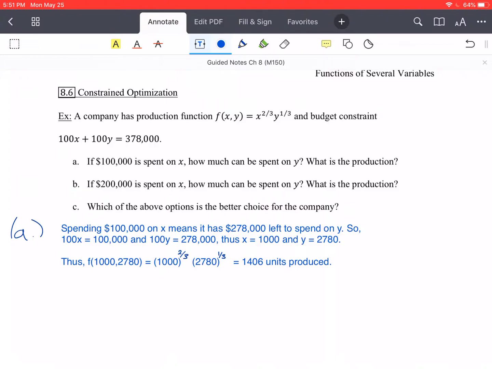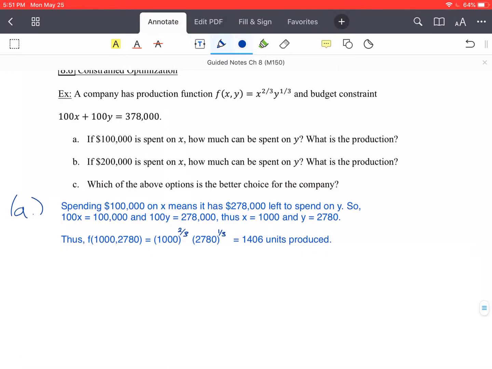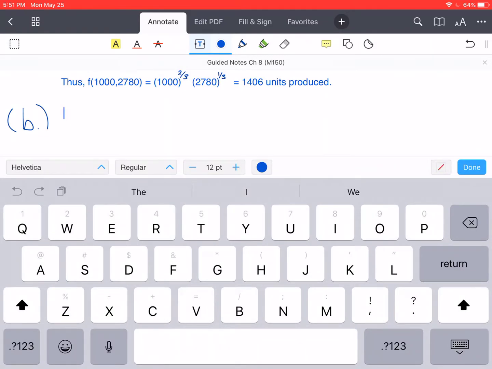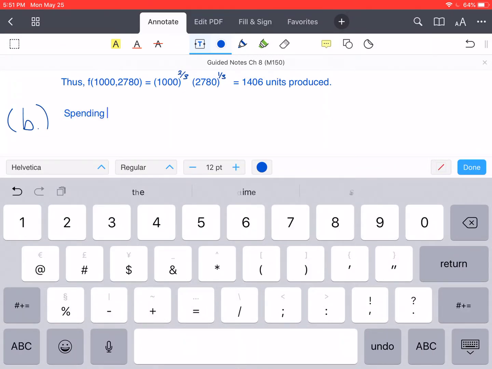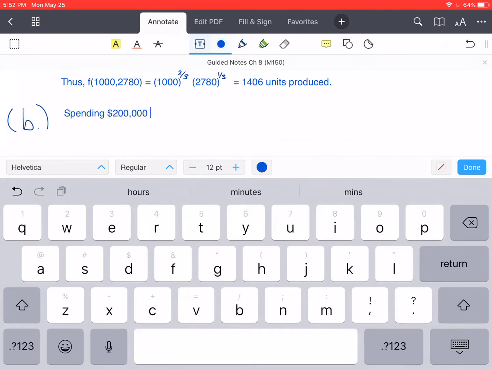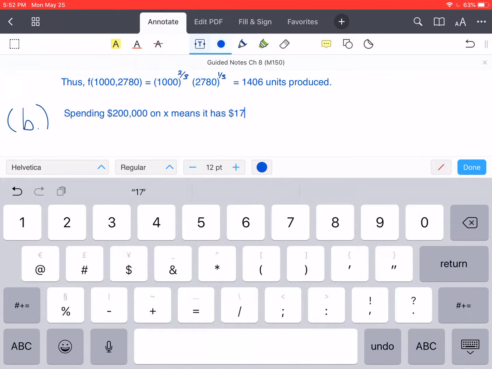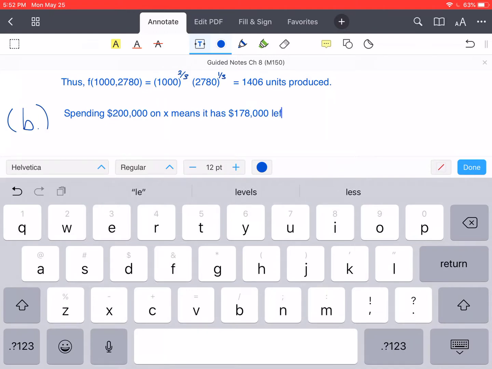Okay. So then, for part B, it's saying if $200,000 is spent on X, how much can be spent on Y, and what is the production? So we're going to have a similar argument here. So spending $200,000 on X means the company has how much left? Just $178,000 left to spend on Y.